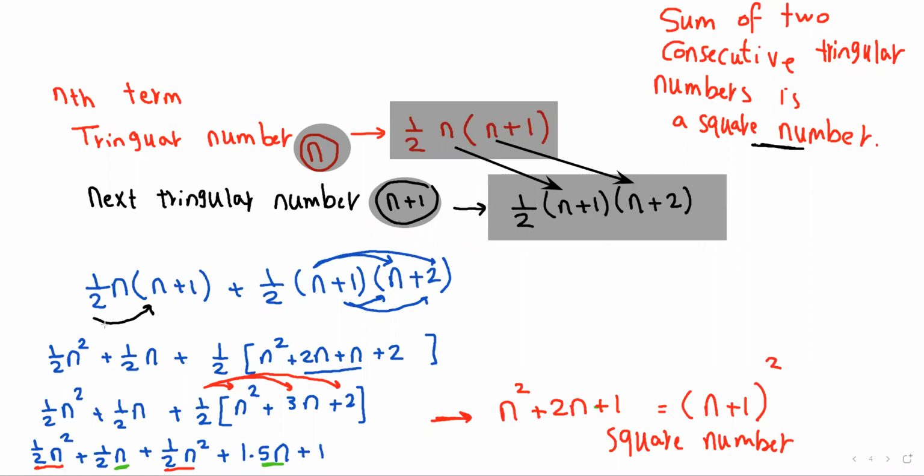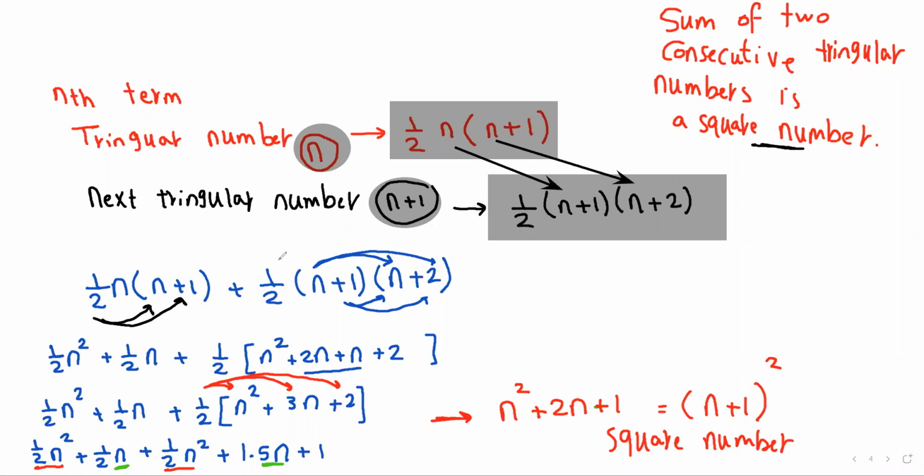I'm going to add them. So half n multiplied by n plus 1. I want to expand it, so what shall we do? Half times n. Half n multiplied by n will be half times n to the power of 2. Half n squared plus half n times 1 equals half n. Great.